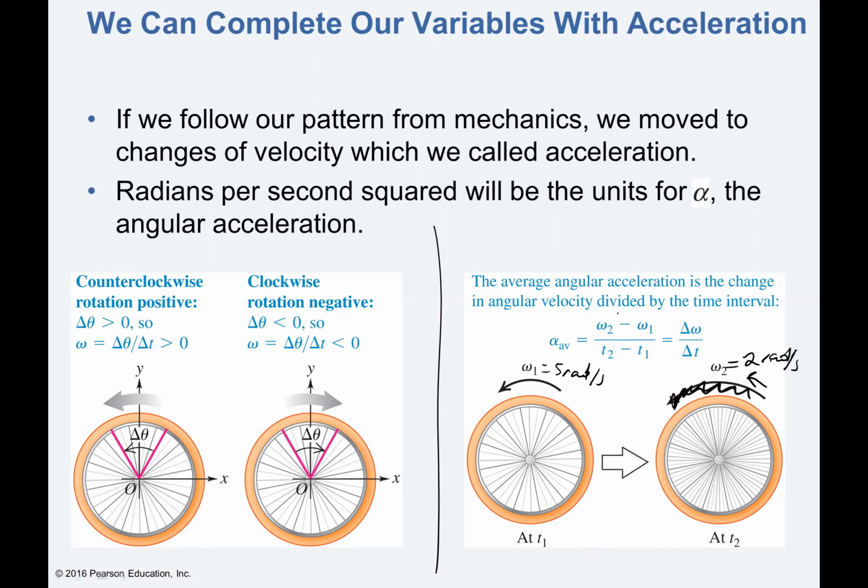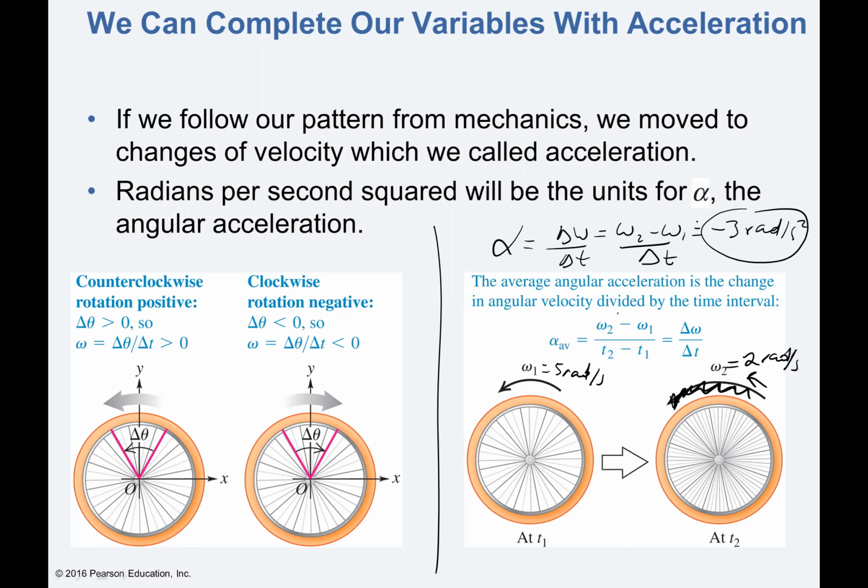Well, what does it mean then? Well, if I do change in omega, I'm going to get omega 2 minus omega 1. You can see, right, it's going to be 2 minus 5, which is negative 3 radians per second. Let's say then I divide that by time, and let's say the time is 1 second, then it's going to be negative 3 radians per second squared for the alpha.